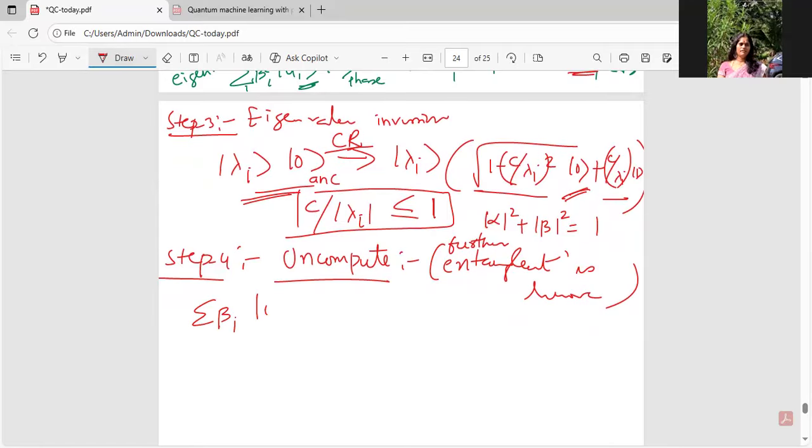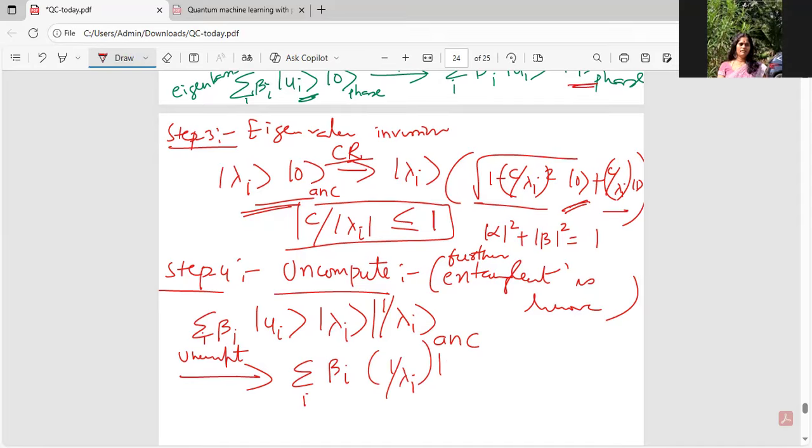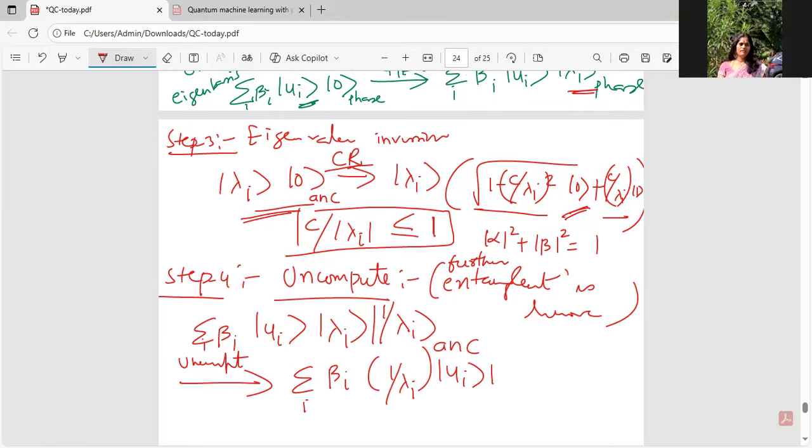Get beta I, ui, get lambda I. Of course, I have got 1 by ket lambda I also in the ancilla register. After uncomputing, what happens? Uncompute. What happens is summation I, beta I, just see here, 1 by lambda I, ui, ket 0. Only this remains. Remaining things I will neglect. Uncompute and I will neglect.